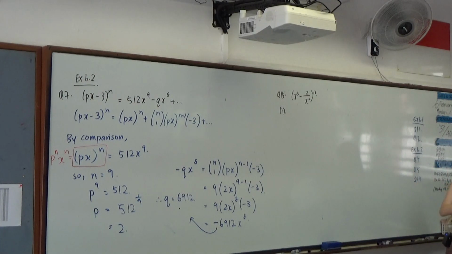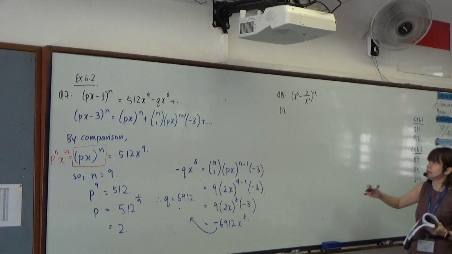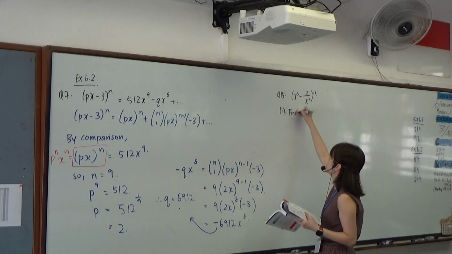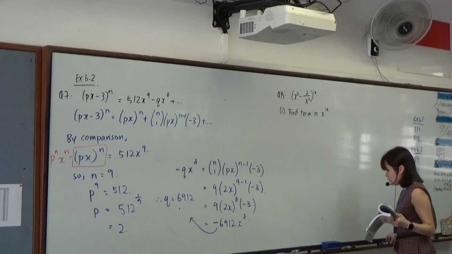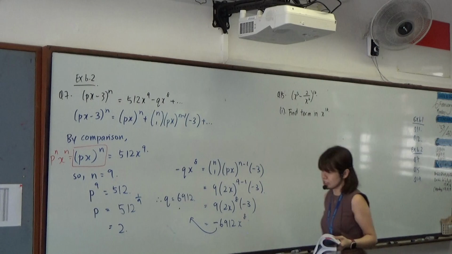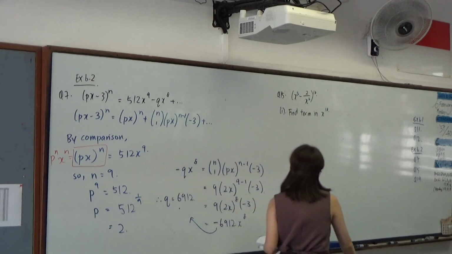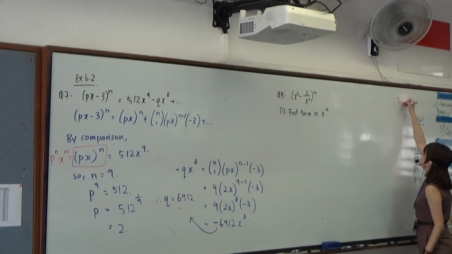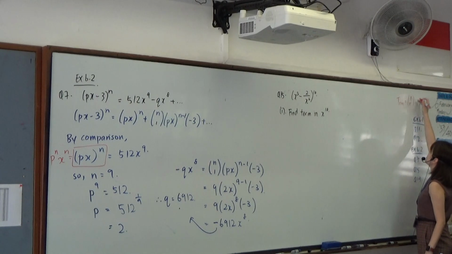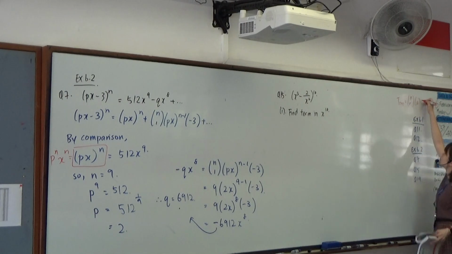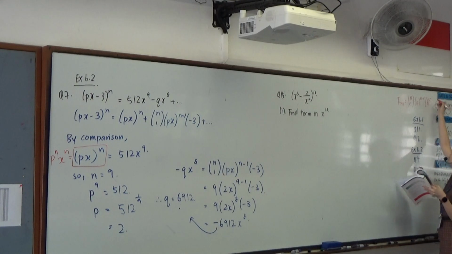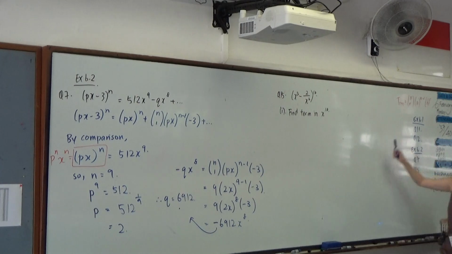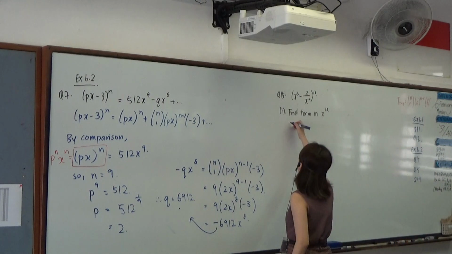Okay, we want to find the term in x to the power of 10. This question requires us to use our general term formula. N minus R. Okay, that's the general term formula. So apply that to this.